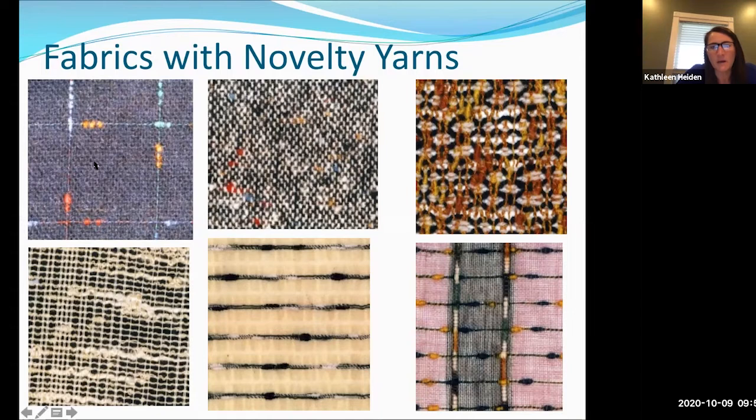This is a slub. This is a flock. Okay. Again, slubs. These are slubs. So you can see how you begin to get surface interest, and you can change the look of a fabric by changing what yarn you're using to make that fabric.